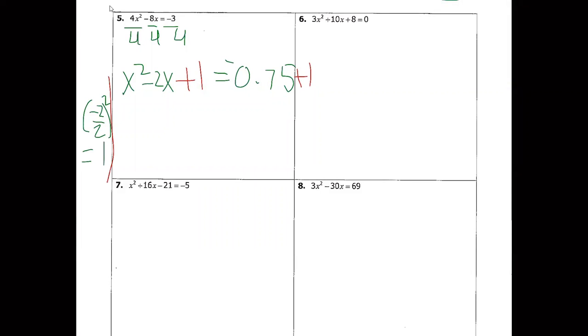So I can factor this. What multiplies to 1 and adds to -2? Well, that would be -1 and -1. One tip: it's always what's inside of here before you square it. If you simplify that, -0.75 plus 1 would just be 0.25, or 1/4 if you kept it as a fraction.